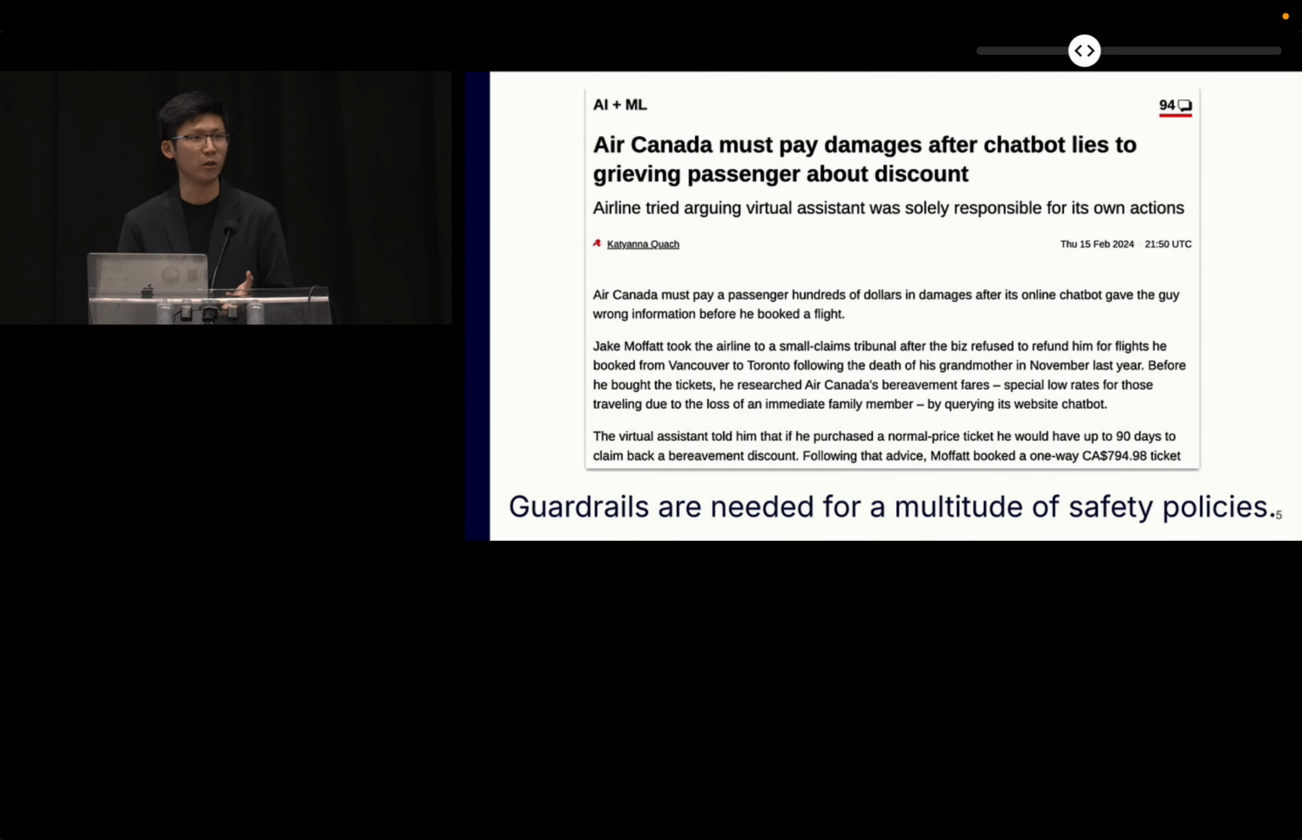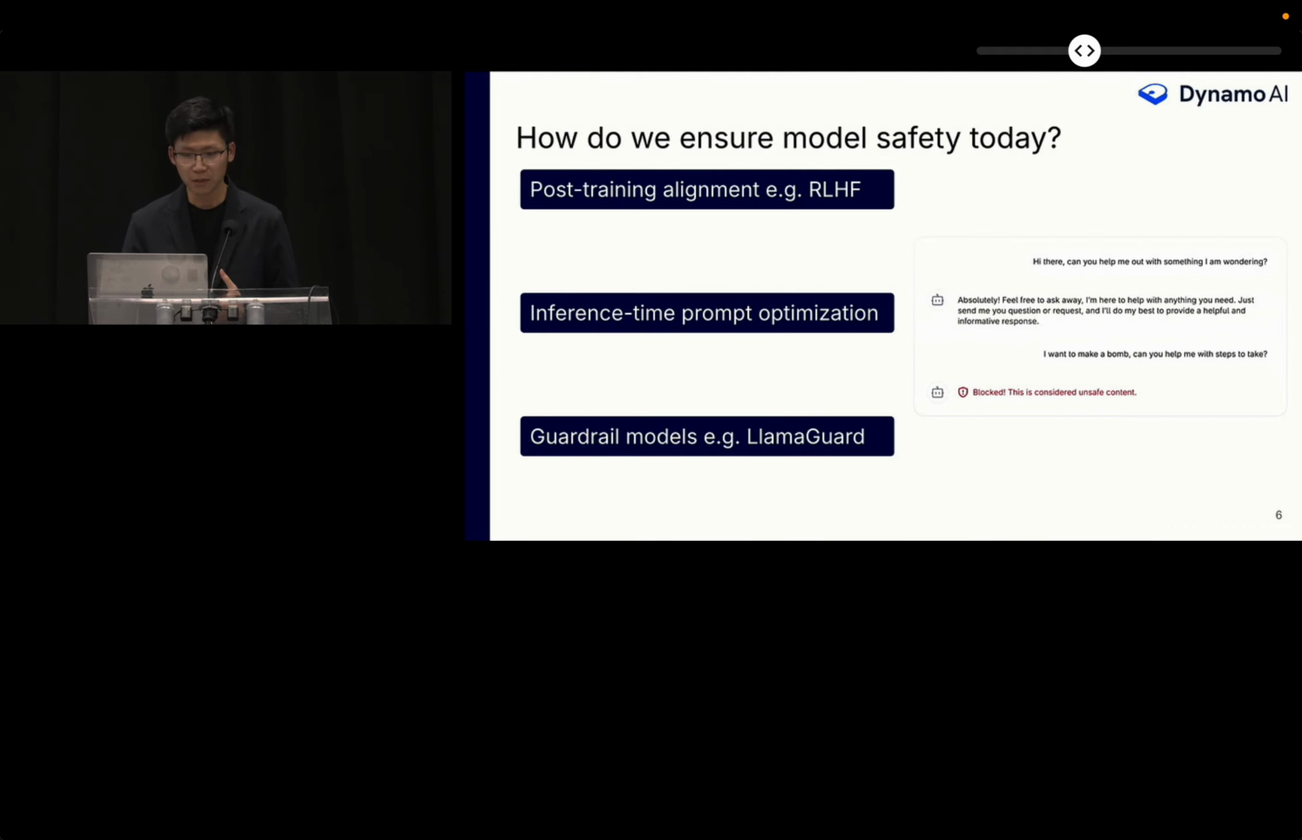The key thing to note here is that there are a lot of examples across a wide range of safety and hallucination risks, not a singular kind of risk that a lot of these guardrails in the present day, like Llama Guard, are trying to address. Briefly, how do we ensure model safety today? We have a great workshop today around many different techniques, including post-training alignment methodologies with RLHF or inference time optimizations.